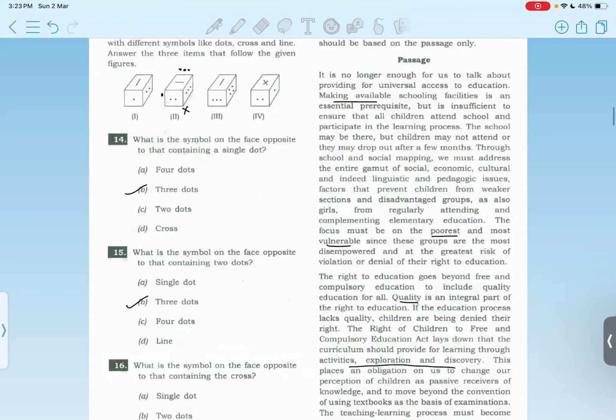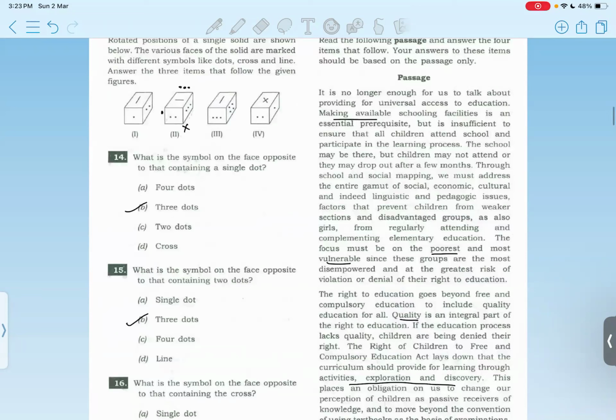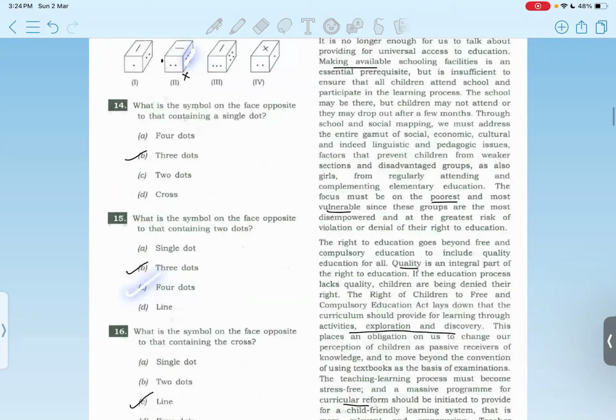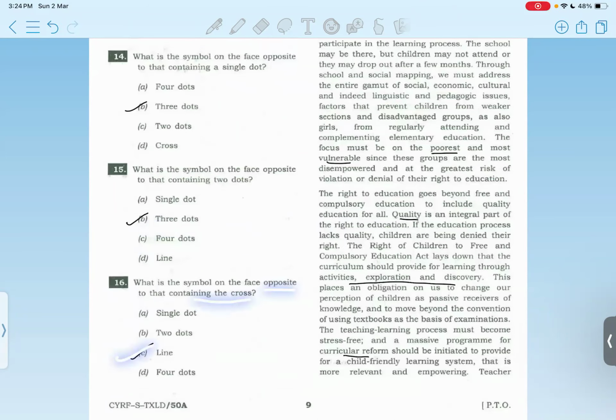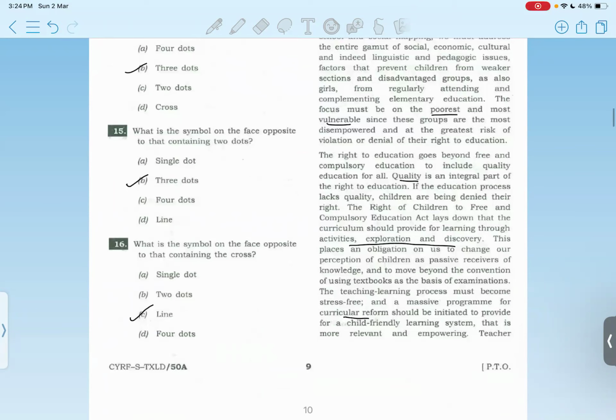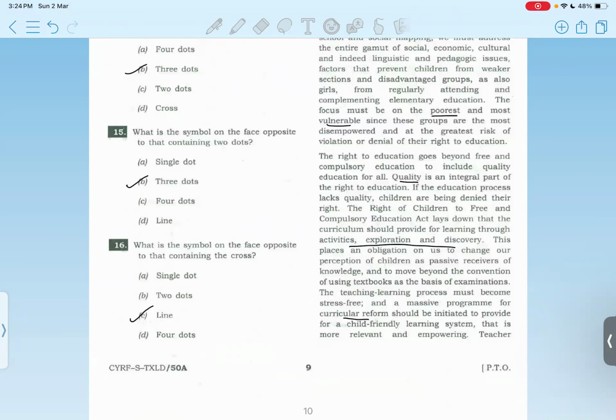Option C for the 15th question. Option 4, C. 4 dots. Opposite 2 dots. It should be 3 dots. Okay, 3 we already have here. Fine, here it will be 4. 4 dots would be there. And what's the symbol on the face opposite to that containing the cross? So it would be line. Option C.